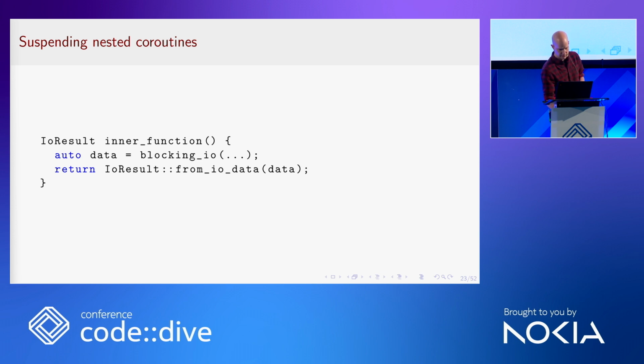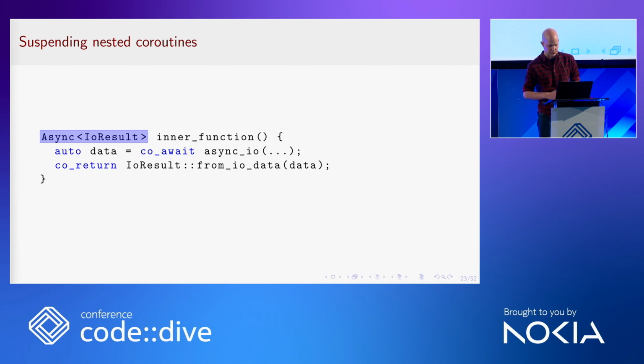Okay, so let's try and do this. Starting from our blocking IO call that we have, we want to introduce coroutines. So the first thing that we do is we sprinkle the coroutine keywords in there. And then we now also need to change the return type to be a coroutine return type.